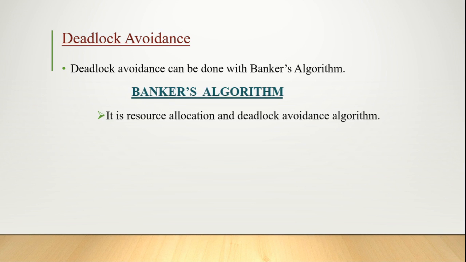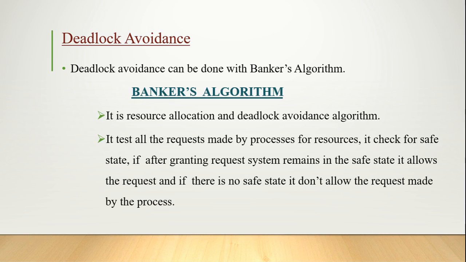Banker's algorithm. This is a resource allocation and deadlock avoidance algorithm. It tests all the requests made by the processes for resources. It checks for a safe state. Then, if after granting the request the system remains in a safe state, it allows the request. And if there is no safe state, it doesn't allow the request made by the process.